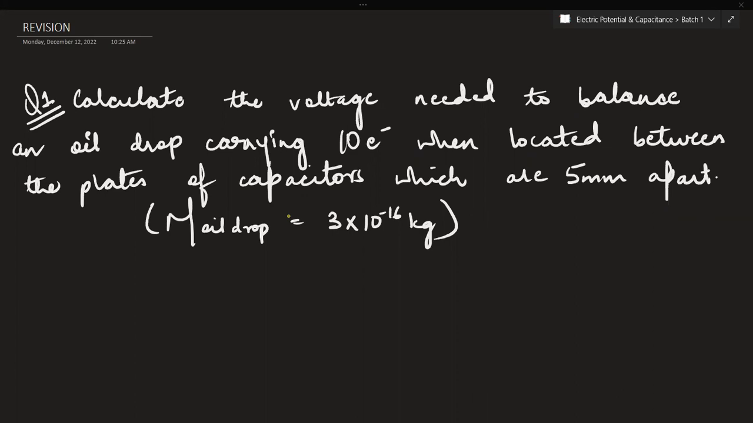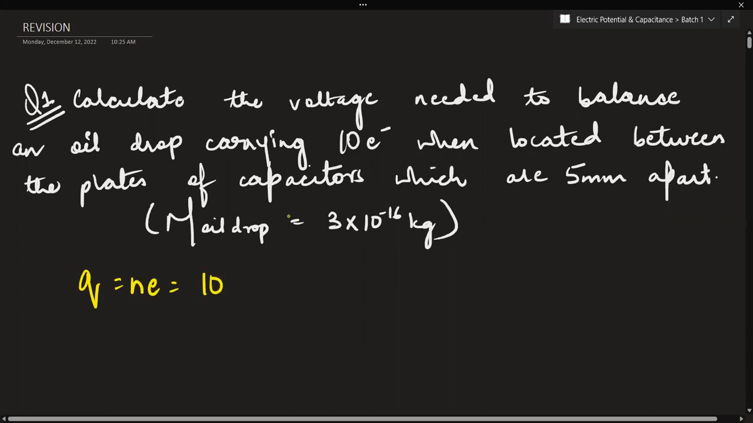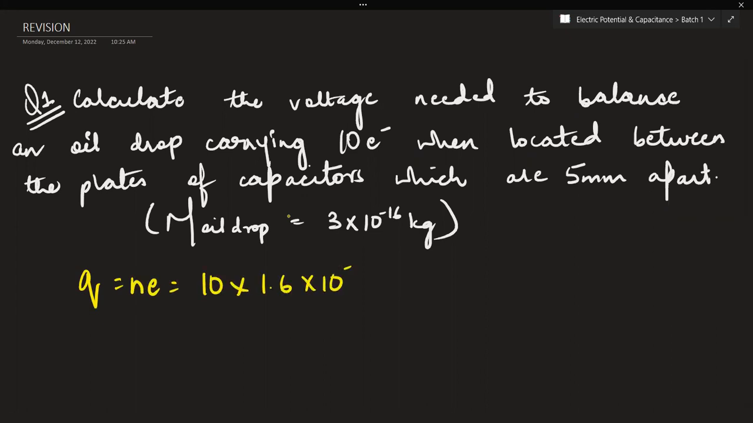See class, this question says calculate the voltage needed to balance an oil drop carrying 10 electrons when located between the plates of capacitors which are 5 millimeters apart. So number of electrons is 10. In questions, write all the data that are given usually, so that makes the questions easier. So what will be the charge? Q is equal to NE. So 10 into 1.6 into 10 to the power minus 19. That will be 1.6 into 10 to the power minus 18.